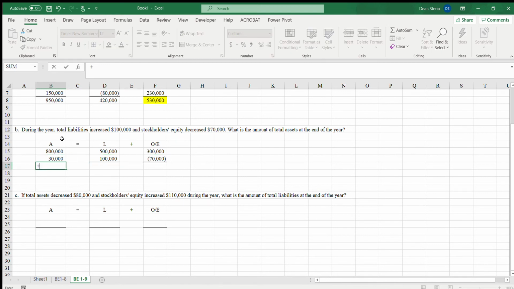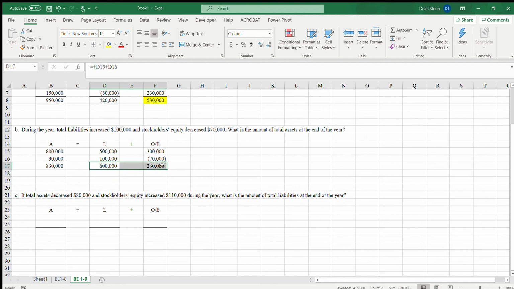And again, we can double check it by calculating our ending balances. So we're just going to add these up for each one for our assets, liabilities, and owner's equity. And you can tell that the 630 and the 230 does equal 830. So the balance of total assets at the end of the year is 830.